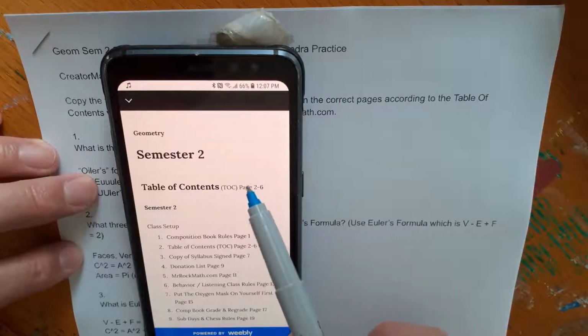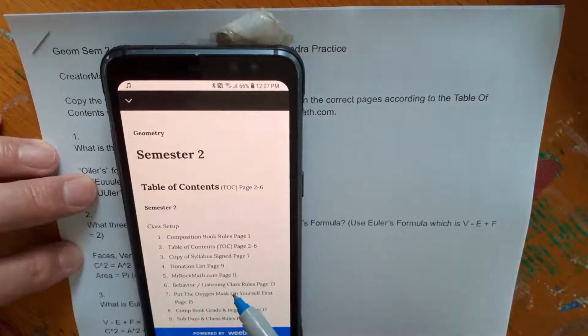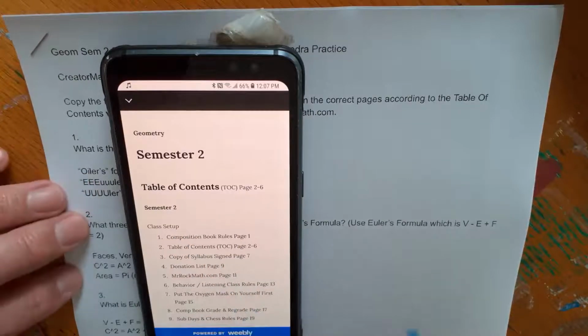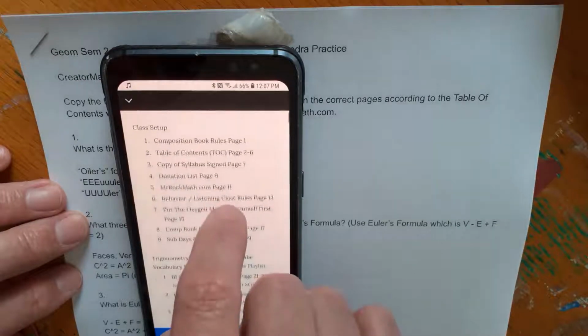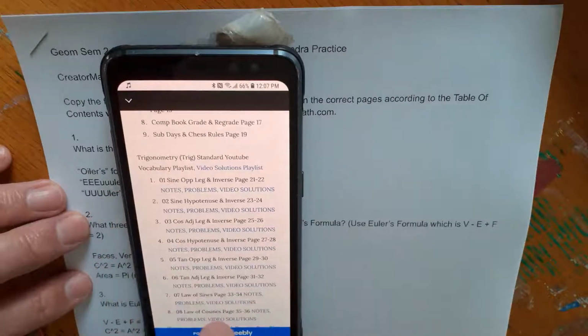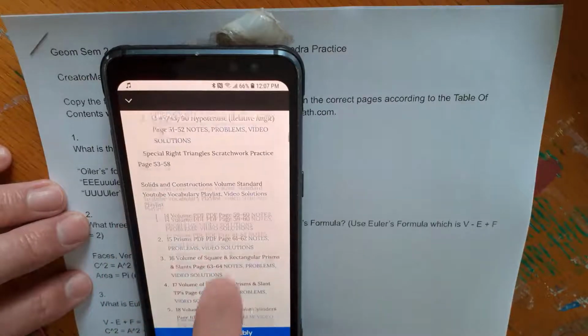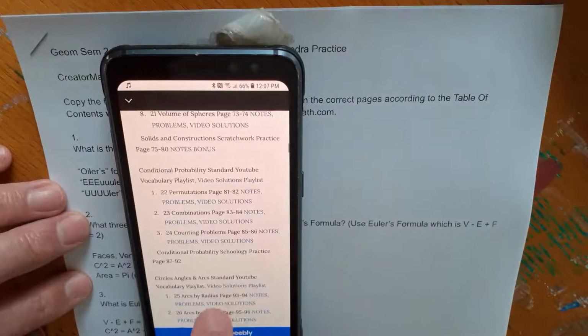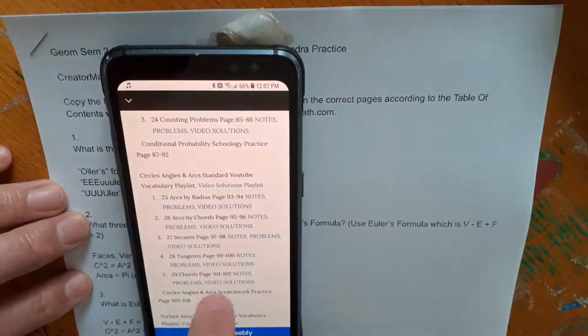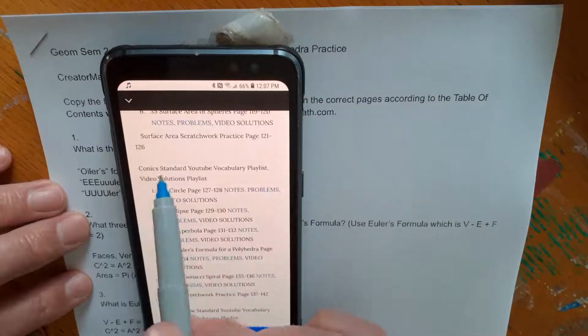This is what gets copied onto your composition book on pages 2 through 6. It's rather long, because it's the table of contents for the whole semester. Once you copy it once, though, it's got all the page numbers associated with it. That's how you know where all of these lessons and units go in your composition book. So this is trig, special right, volume, conditional probability, circles, angles, and arcs, surface area, and here we are at conics.